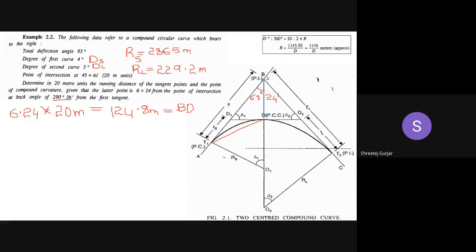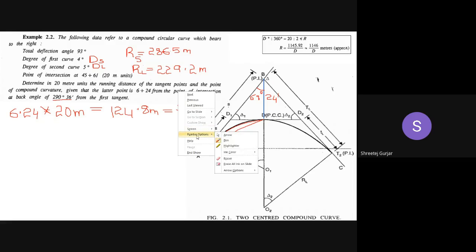So what is this particular line T1 to D? It is nothing but the long chord of the short curve. Correct? It is the long chord of this particular short curve. This is your short curve, or curve number 1. And LS is the long chord, right?